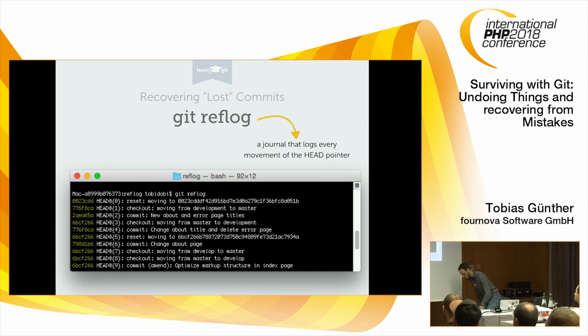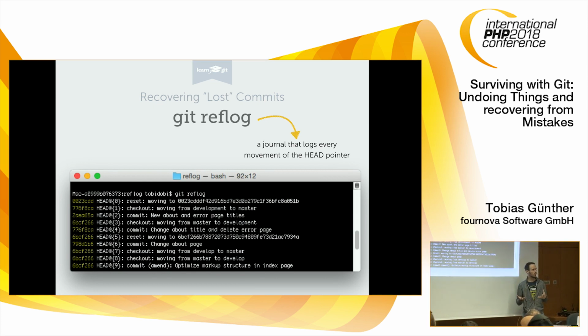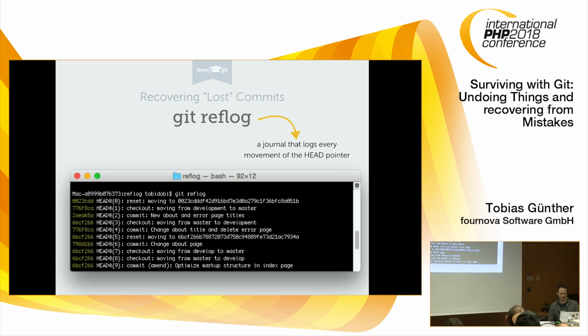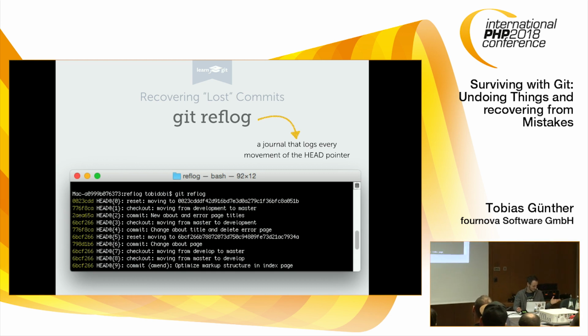Think of the reflog as a journal where Git protocols all the important stuff. The important stuff is the things that happened with the HEAD pointer in Git. So checkouts, branch switches, merges, rebases, all of the important things are journaled here. So everything is there for us if we have a problem, and we seem to have one.